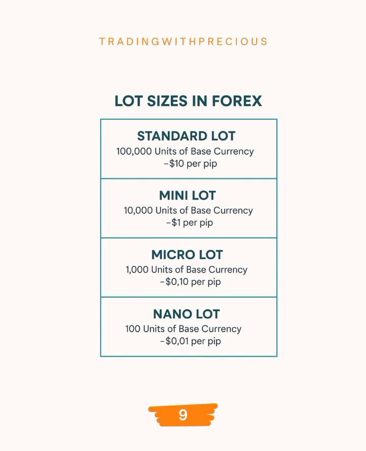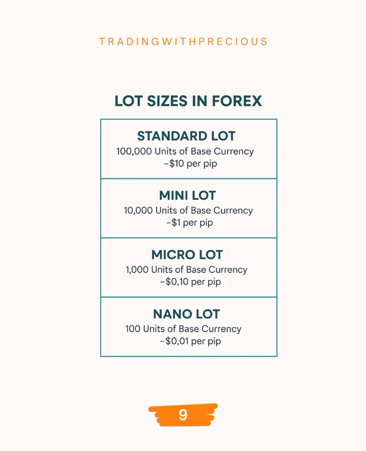Micro lots: 1,000 units of base currency. That is to say, for each pip movement, you are either making a profit of $0.1 or having a loss of $0.1. Nano lots: 100 units of base currency. For each pip movement, you are either having a profit of $0.01 or having a loss of $0.01.